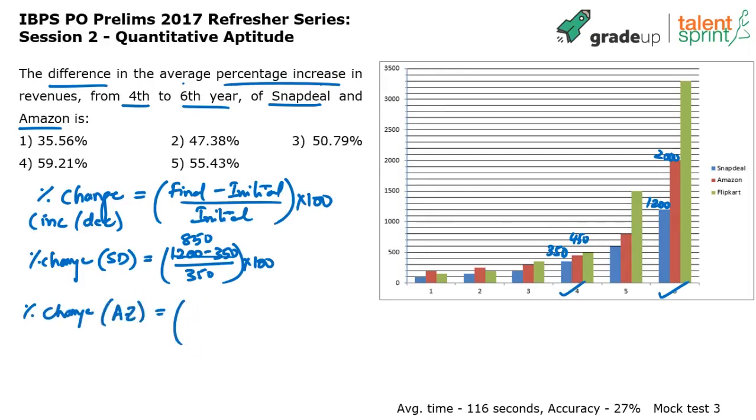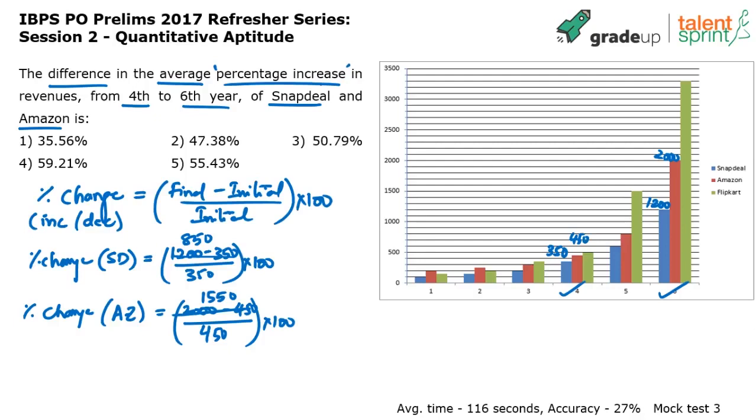Final value is 2000. So 2000 minus 450 is the initial value upon 450 into 100. So 2000 minus 450 is 1550. 1550 by 450 into 100. Now understand what has he asked? What has he asked us to find out? Average percentage change. What we have done so far is only the percentage increase.